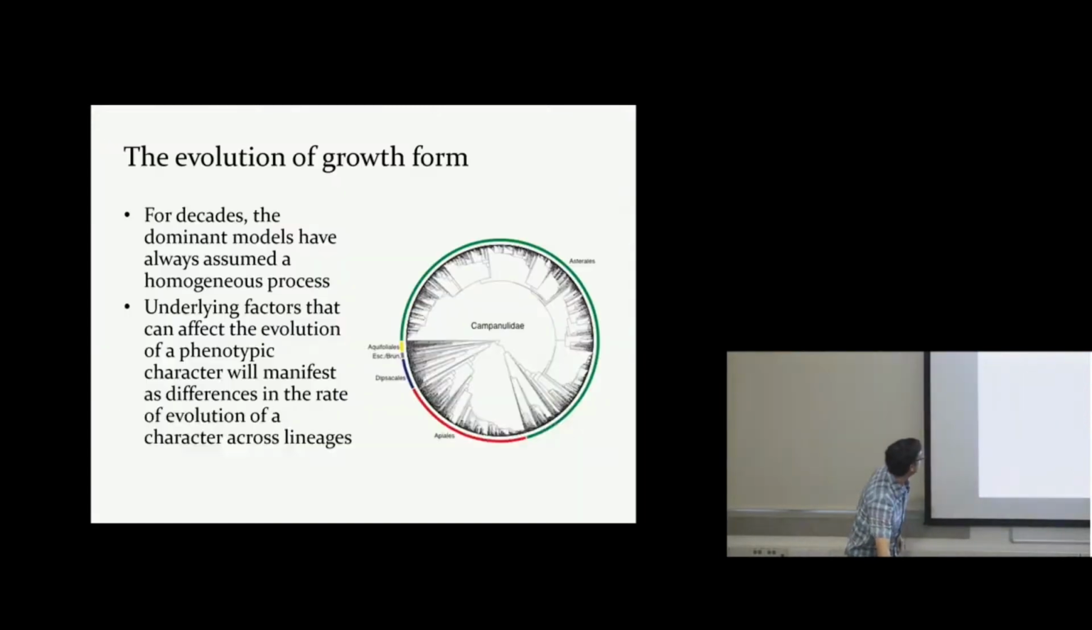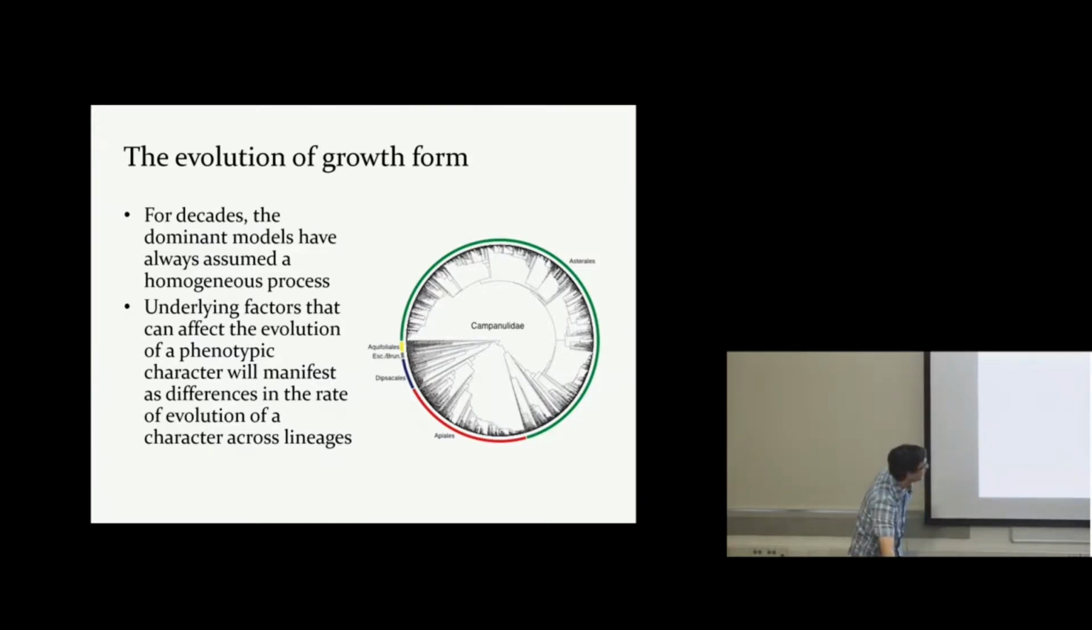So what this comes down to is that growth habit, or binary characters, might evolve at different rates and different paces in different parts of the tree. But for decades, a lot of our models in comparative biology have assumed a homogeneous process through both time and across taxa. But it's becoming increasingly recognized that there are underlying factors that can affect the phenotype of a clade or a character and will manifest itself as differences in the rates of evolution across the tree.